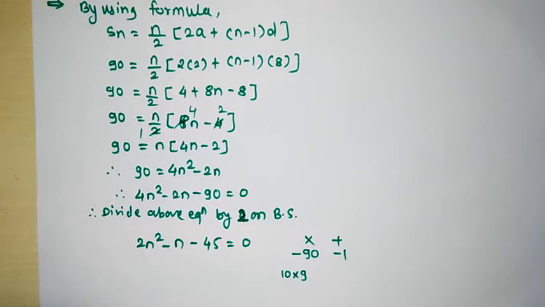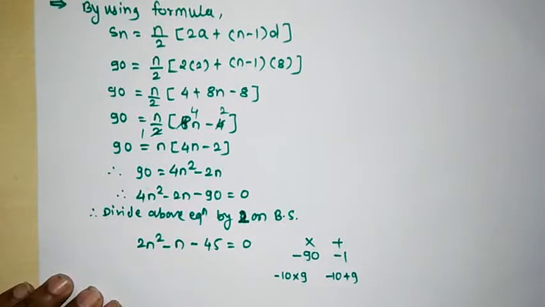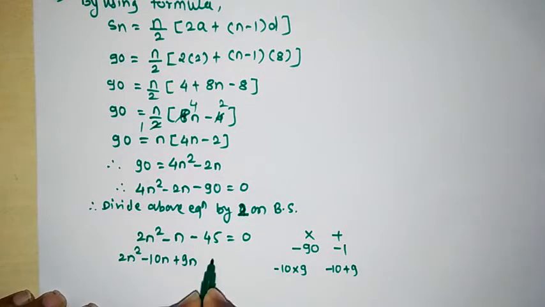And addition should be minus 1. If we consider 10 as a minus, see here. 9 into minus 10, minus 90 we will get. And minus 10 plus 9 is equal to minus 1 we will get. Therefore by splitting the minus n into minus 10n and plus 9n, instead of minus n, we will write minus 10n plus 9n. Instead of n we have to write minus 10n plus 9n minus 45 is equal to 0.